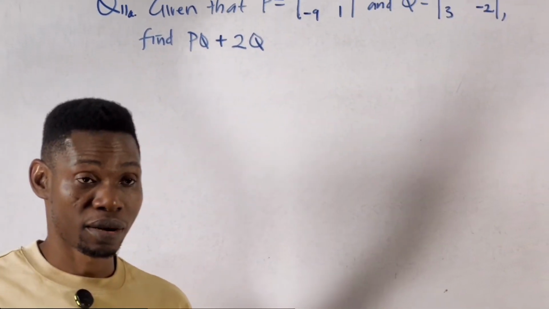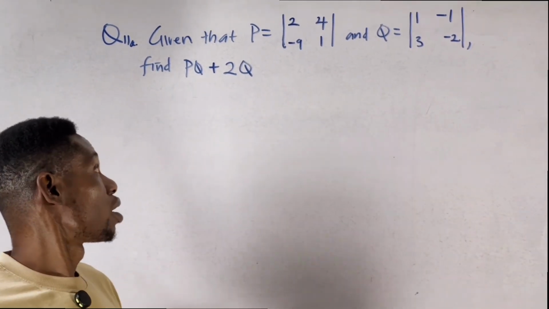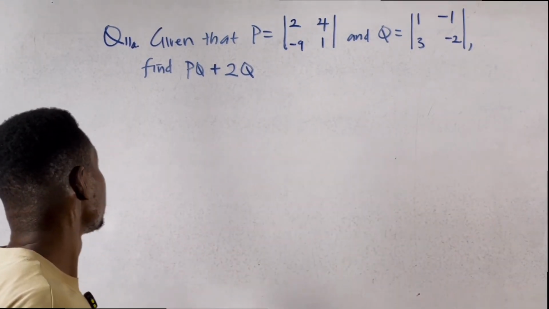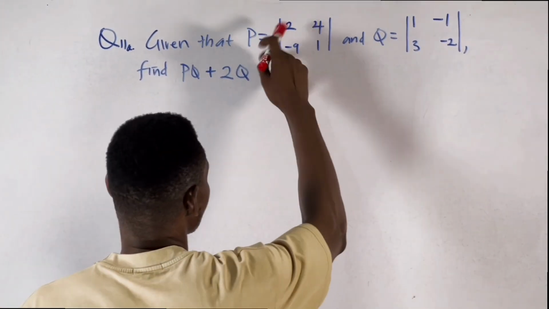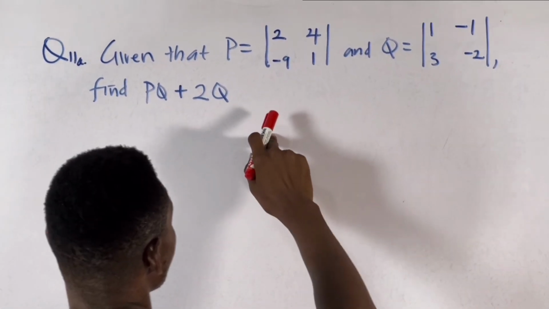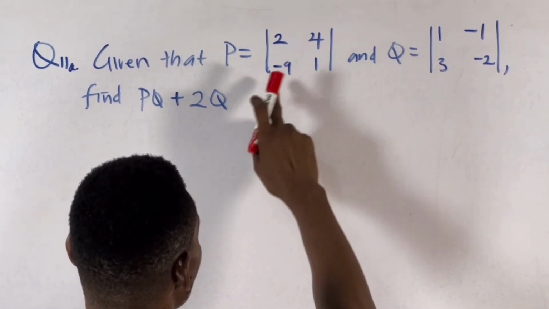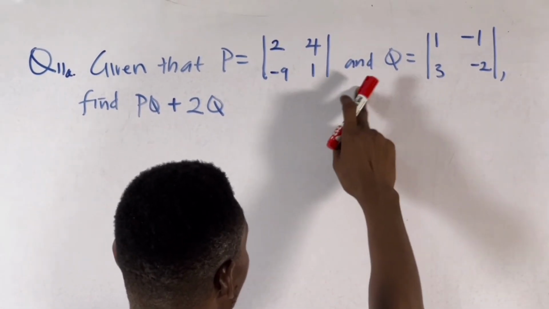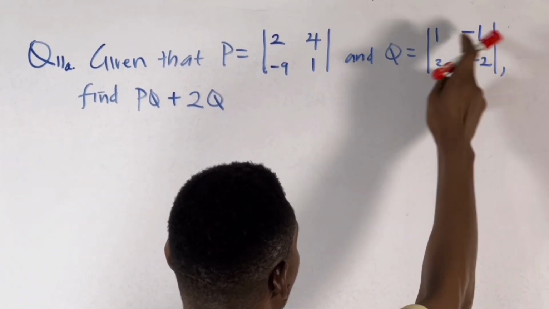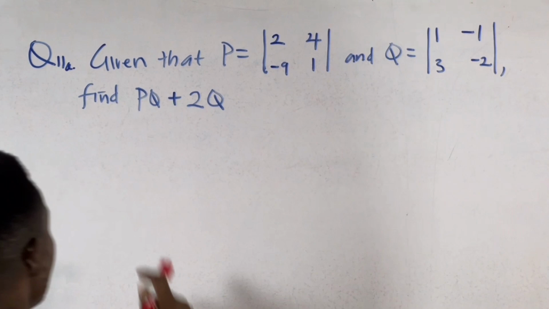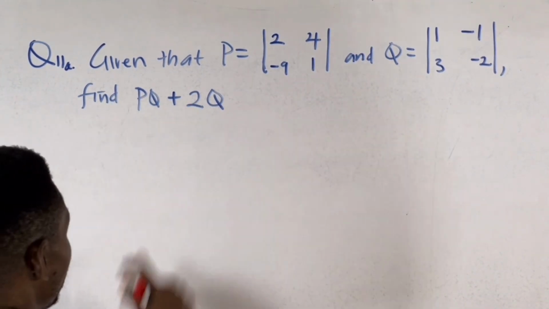Today we'll be solving WAEC problems, or WAEC past questions. So this is question 11A. It says, given that P equals this matrix that has 2, 4, minus 9, 1, and Q equals this matrix that has 1, minus 1, 3, minus 2. Find PQ plus 2Q.